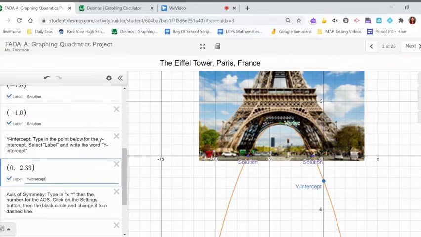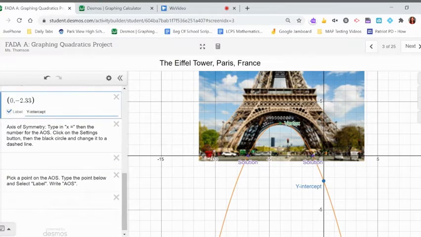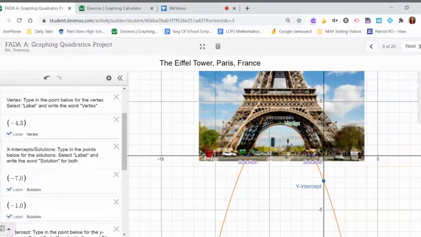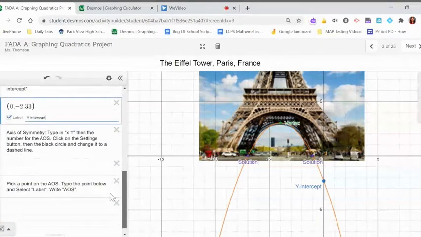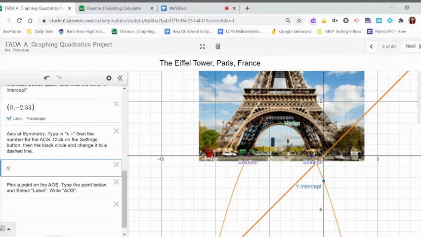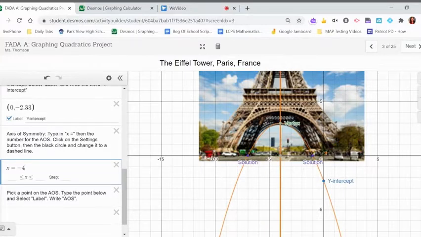Okay, so we've got all these points labeled on my graph. Next is the axis of symmetry. Okay, the axis of symmetry is a vertical line. So we're actually going to type x equals and then the number for the axis of symmetry. So your axis of symmetry is the line that goes through the vertex, okay? And it's going to be your x coordinate. So if I look at my vertex, the x coordinate is -4. So I'm going to type in here x equals -4. And it should always go right through your vertex there.